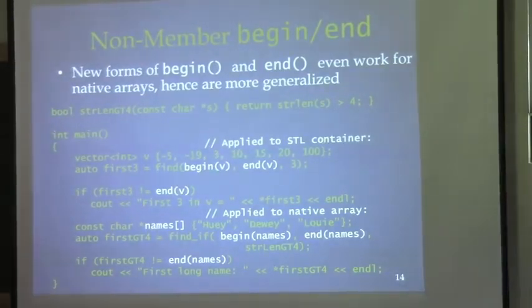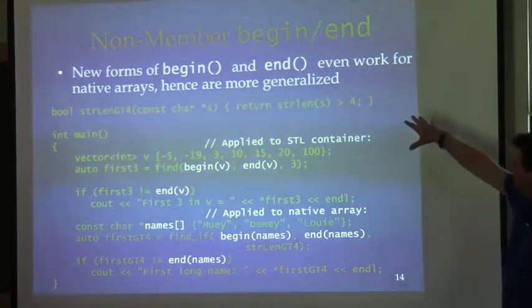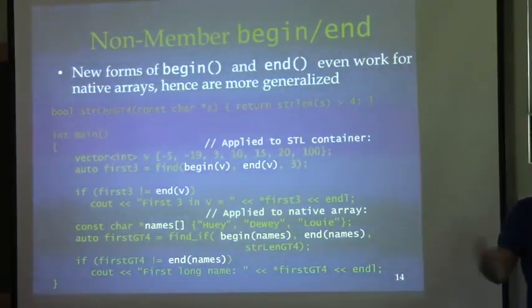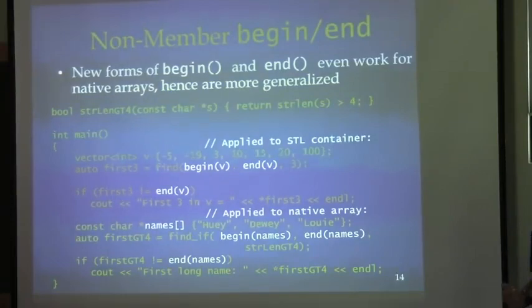Does the begin and end forward to the member begin and end? Yes, exactly. That's all it does. The real benefit is if you can write a template using non-member begin and end, and that template will now work with containers and native arrays. So it really generalizes it better. Kind of like swap. Yeah, exactly.